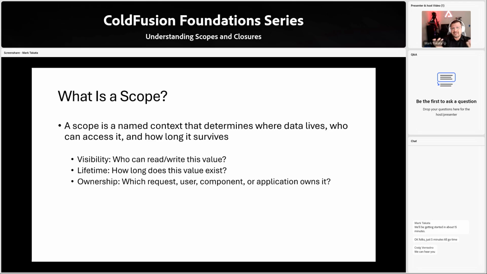So what the heck is a scope besides a mouthwash? A scope is a named context. It's like a bucket, and it determines where your data lives, how long it lives for, and who is able to access it. So it's visibility, lifetime, and ownership. And it's really important. Some of these things are explicitly settable, and I'll get into that a little bit later. But for example, you can set session variables.